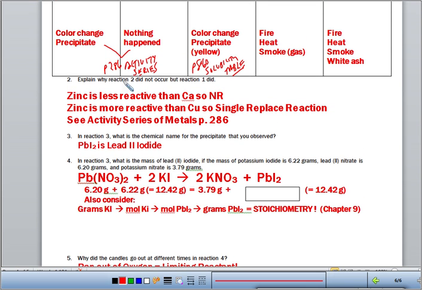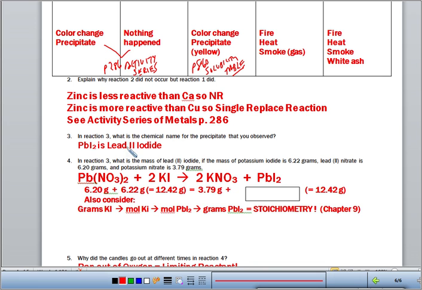So here, question number 2, this is like a restatement, talking about reactions 1 and 2. It says, why did 2 not occur, but reaction 1 did? Well, remember, 1 was the zinc and the copper, and 2 was the zinc and the calcium. The reason reaction 2 did not occur is because the zinc is less reactive than the calcium. Page 286 again, that's your activity series. The zinc is more reactive than the copper, so the single replacement reaction takes place. And here it says, see the activity series of metals, page 286.